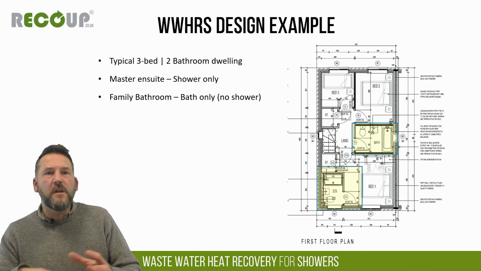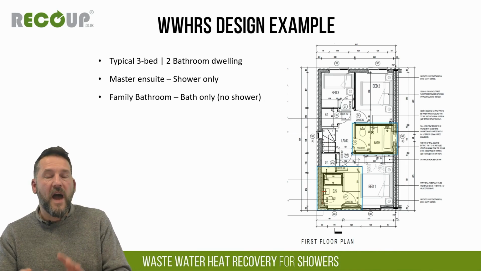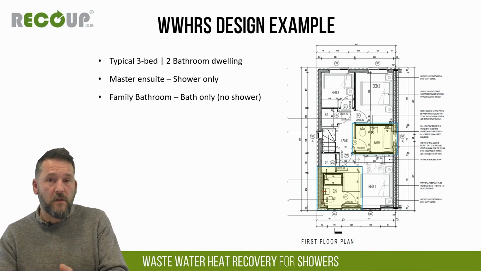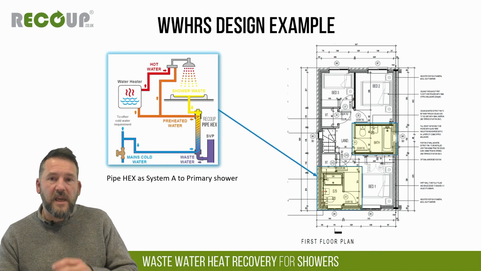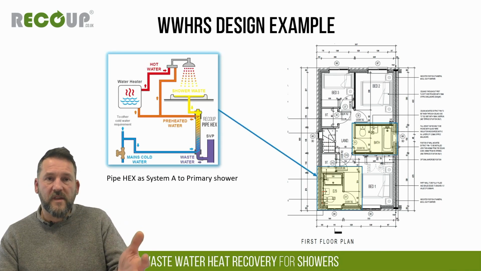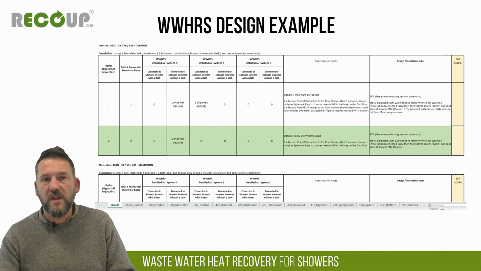So I'm just going to whiz through a designing case study which then shows some impact in SAP. This is a pretty standard 3-bed, 2-bathroom scenario, thermostatic mixer shower in the ensuite, and just a bath in this case on the family bathroom. However, if there was a thermostatic mixer shower, we could put wastewater heat recovery on that as well. So what we're looking at as the most cost effective is going to be pipe hex installed as System A to the master ensuite.